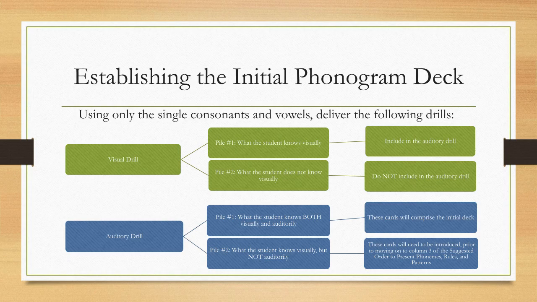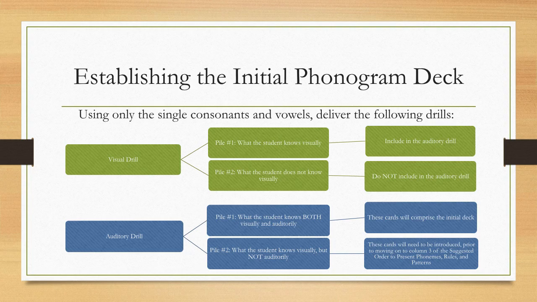Keep in mind that you will only introduce one phonogram card at a time. Thus, as an example, if there were 3 single consonants that your student did not know, both visually and auditorily, during this initial assessment, then you will need to complete 3 subsequent lessons with this student to teach each of these phonemes prior to moving on to column 3 of the suggested order.